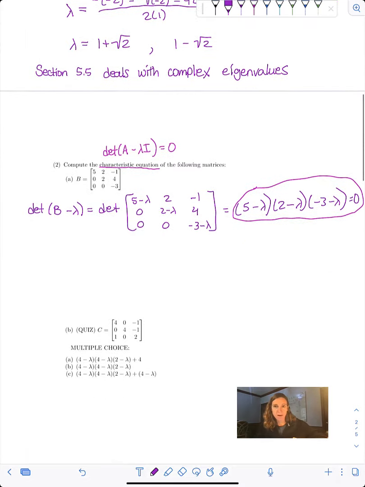Okay, so now our first quiz asks you to compute the characteristic equation of this matrix C, which is not upper triangular because it has that 1 in the lower left. So you're going to need to use maybe the crisscross version.